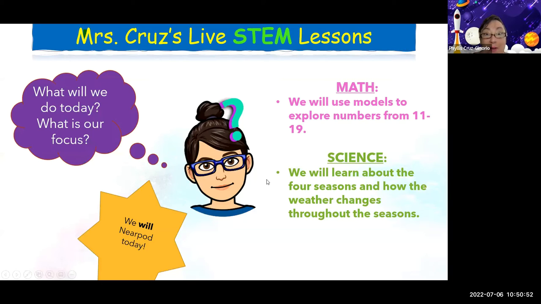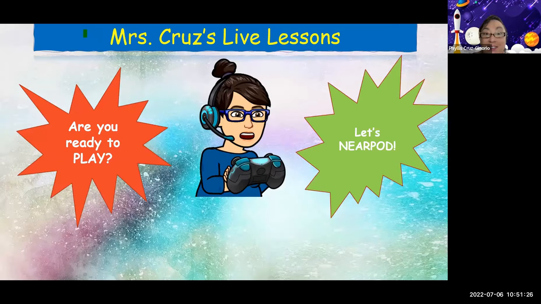We will also be doing math and science today. For math, we are going to use models. Now, models, what are those? That's where you show your work. Models to explore numbers from 11 to 19. We'll talk a little more about why we're doing this lesson in a moment. Then for science, we are going to learn about the 4 seasons of our year and how the weather might change throughout the seasons. I think it's fascinating to learn both of those.